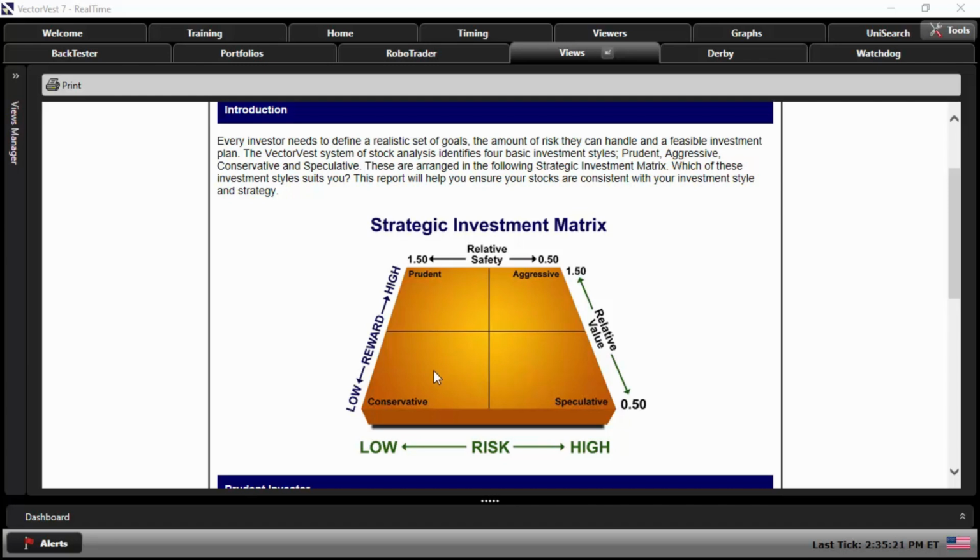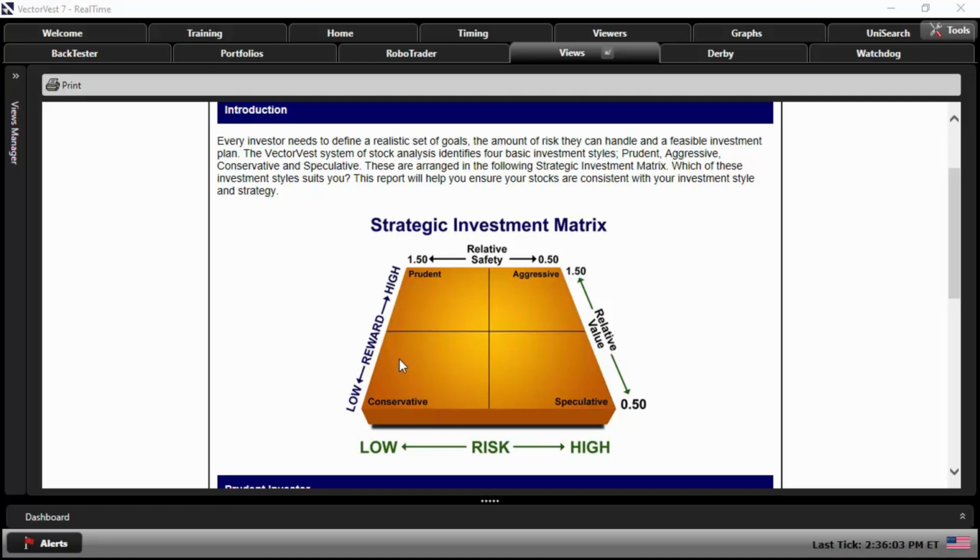The next style of investor is a conservative investor. They're somebody looking for long-term buy and hold type of situations. Therefore, they want to reduce their risk as much as possible, putting an emphasis primarily on the relative safety and making sure it's above 1 and as high as possible. One of the drawbacks to this, however, is that they also tend to have a low reward, where their goal is not to outperform the market, it is more in line with trying to preserve their capital.